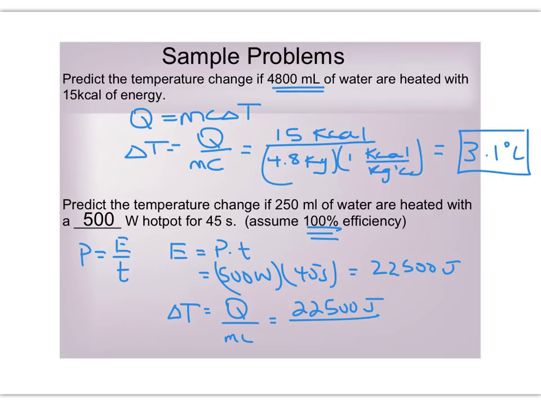The mass of water is 0.250 kilograms, using the same line of reasoning that I used in the previous question. And then the specific heat of water, since I'm in joules, is 4186 joules per kilogram degrees Celsius. And I get that the change in temperature of that water should be 32 degrees.